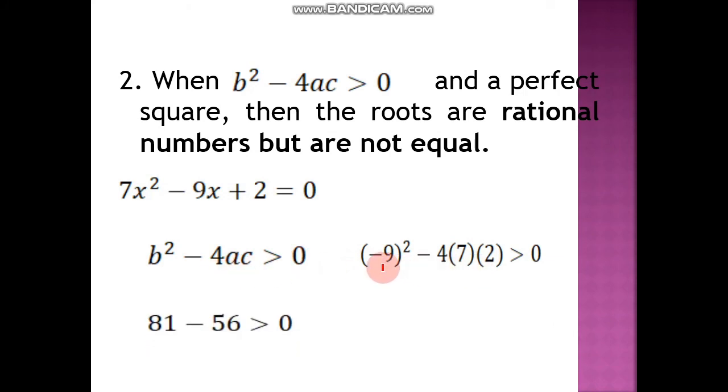Negative 9 times negative 9 is 81. Negative 4 times 7 times 2 is negative 56. 81 minus 56 is 25. The discriminant is 25, and it is greater than 0 and a perfect square number. Therefore, the roots are rational numbers but are not equal.